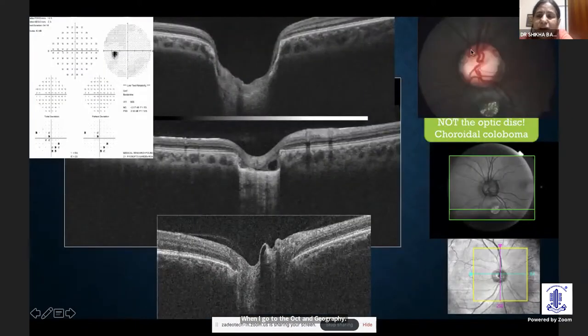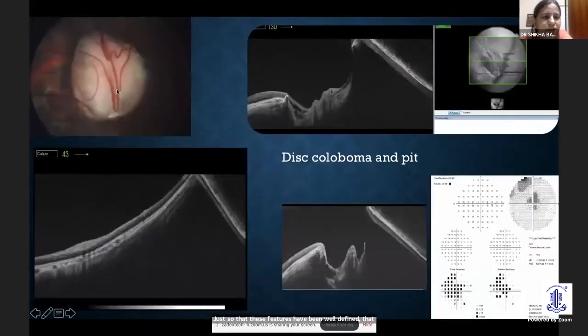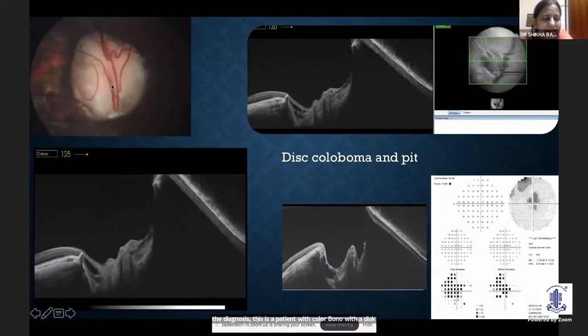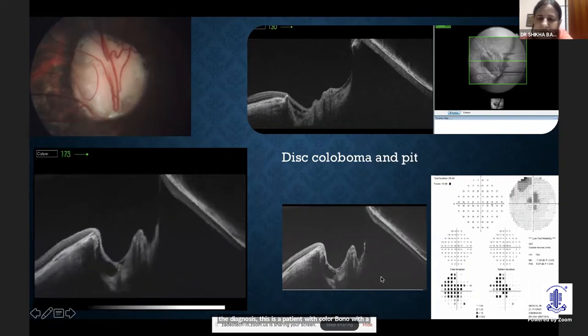Now, this is a case of optic disc coloboma. It's basically a very large disc. How does one confirm optic disc coloboma? You can see that this is choroidal coloboma. This is not actually the disc. You can see the RNFL is sitting right over the choroid. Something similar is happening at the edges here, and this is a normal disc, and this is the colobomatous disc. These features have been well defined, and if you are in doubt, you can order OCT and confirm the diagnosis. This is a patient with coloboma with a disc pit. These are very subtle things. If you can diagnose clinically, well and good, but you can confirm by doing OCT.